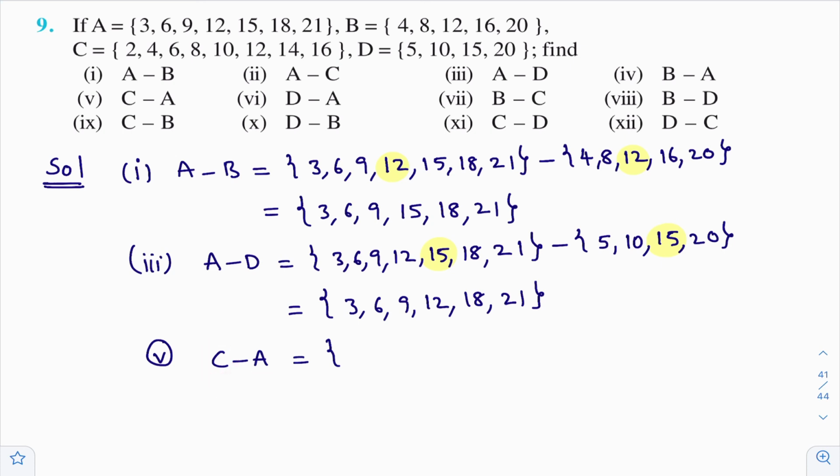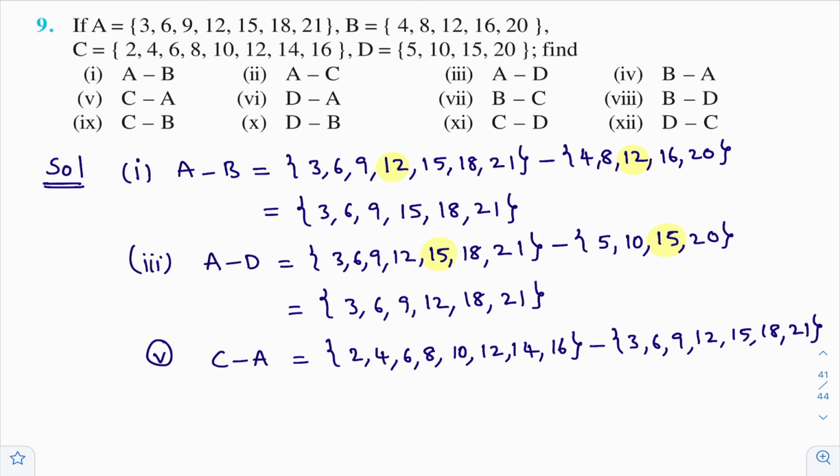What is C? C is like this: 2, 4, 6, 8, 10, 12, 14, 16. Minus what is set A? Set A is 3, 6, 9, 12, 15, 18, 21. Now you identify the elements which are common in both. 6 is the element which is common in both. Next, 12 is the element which is common in both. Next, 14, 16. You observe, is there any other element common in both?